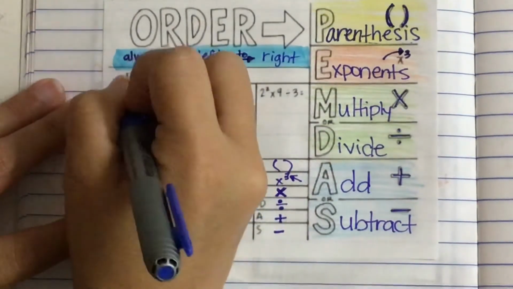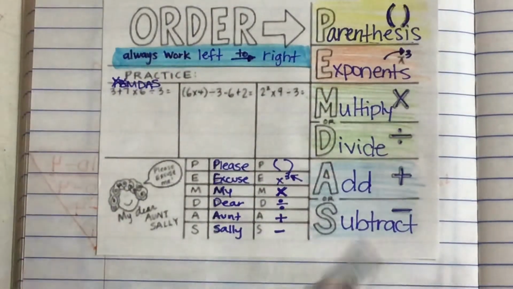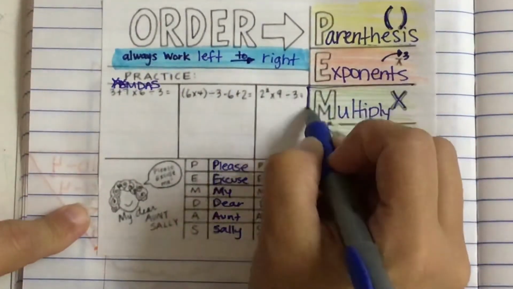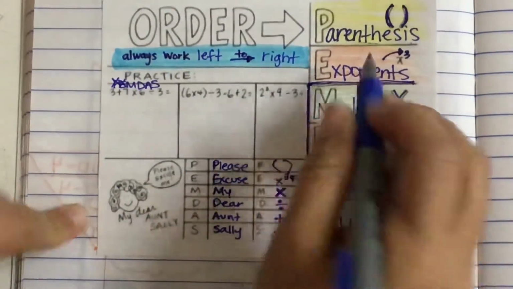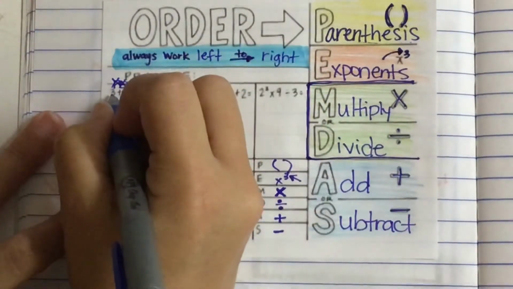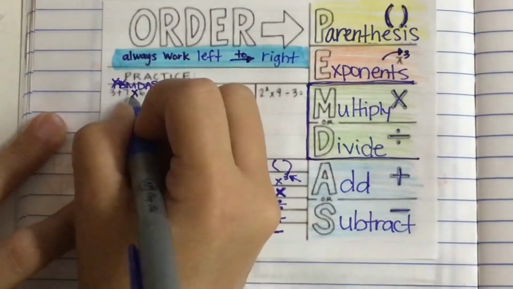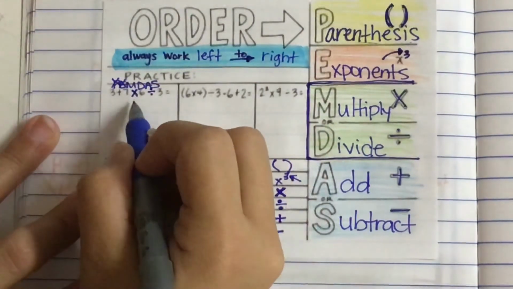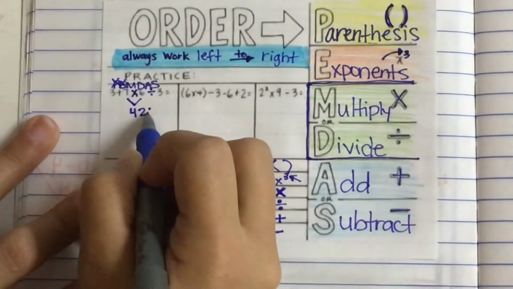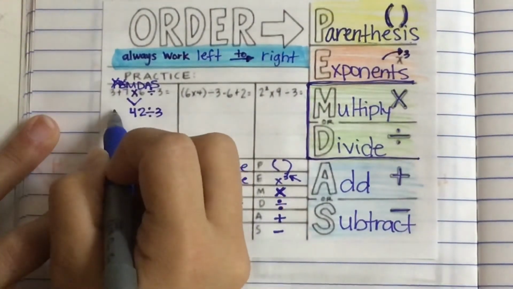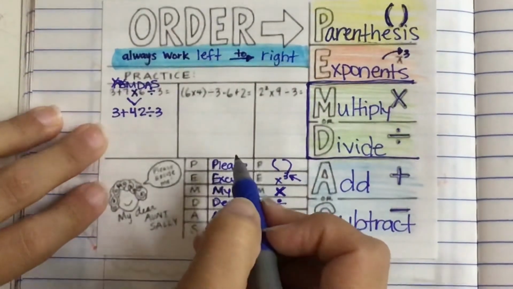No. No? So now we are at the M and the D. So we're going to do those from left to right depending on which of those comes first. So we're scanning for multiplication and division signs. I see a multiplication symbol and then I see division. So I'm going to do the multiplication first. 7 times 6 is 42. And then I'm going to later divide that by 3. But I'm going to go ahead and copy the rest of the problem down.